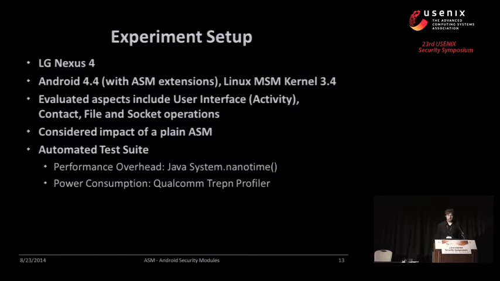We evaluated different security and privacy critical aspects, such as operations concerning user interfaces or activities in Android terms, the contacts database, files and sockets. In our evaluation, we considered the impact of a plain ASM, which always allows access, because we are mainly interested in the performance impact and the energy consumption impact of the overall framework and not of the individual ASM. In an automated test suite, we evaluated the performance overhead introduced by our framework, as well as the power consumption overhead, which we measured using Qualcomm's Trepn profiler.